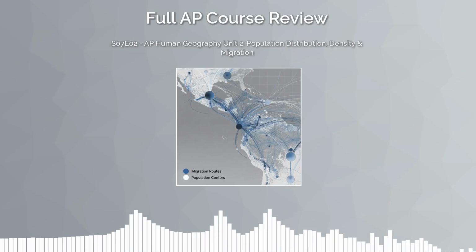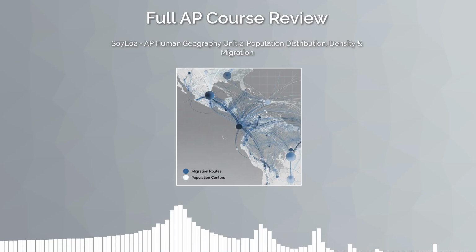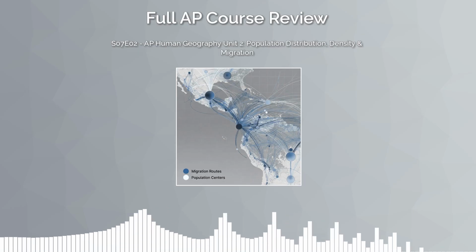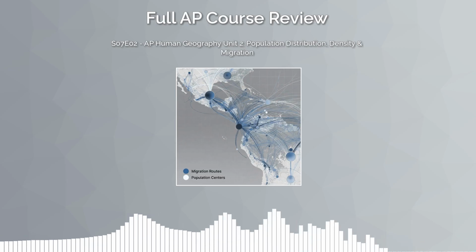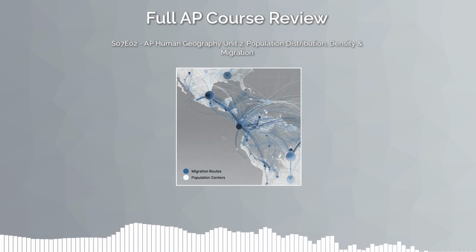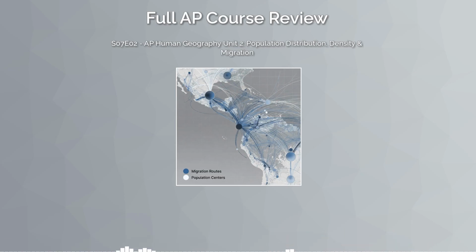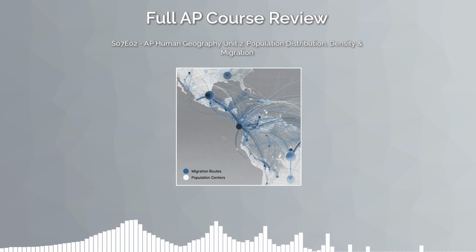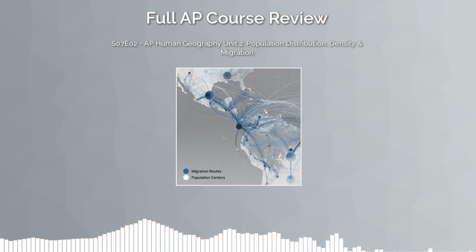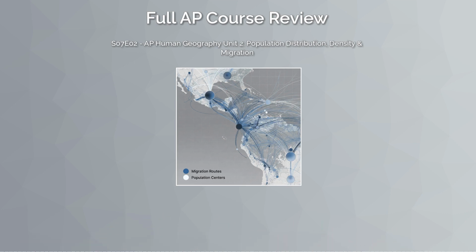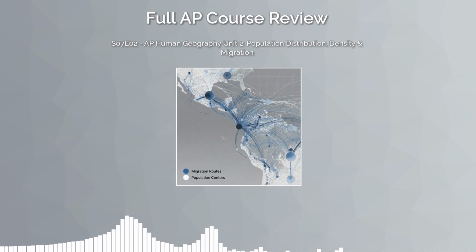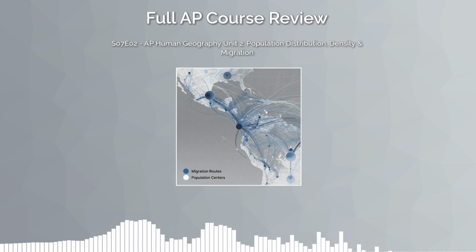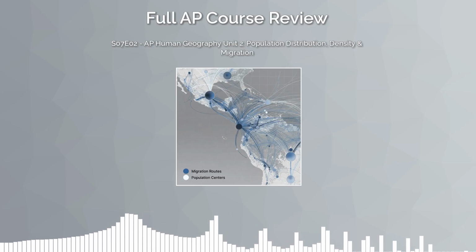Pronatalist policies. When governments want more babies. Pro-natalist policies are efforts by governments to increase the birth rate. The prefix pro means for, and natalist comes from the Latin for birth, so think of it as being pro-birth. Countries adopt these policies when they're facing population decline, an aging population, or a shrinking labor force. This is a classic late stage 4 or stage 5 demographic transition scenario, and that connection is critical for your exam. The go-to example here is France, and it's one you should absolutely have memorized.